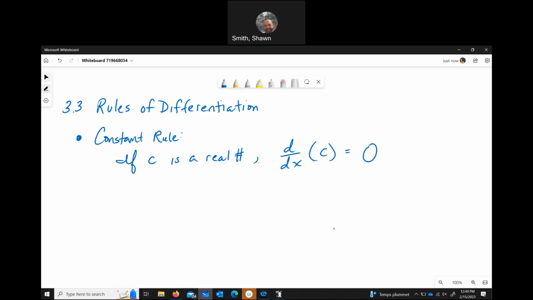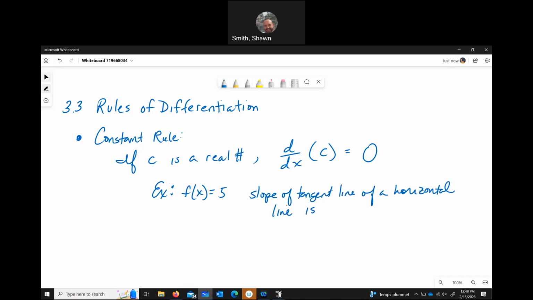So example, f of x is equal to 5, slope of the tangent line of a horizontal line is always 0, right? You can see that picture if you want. Slope is 0.